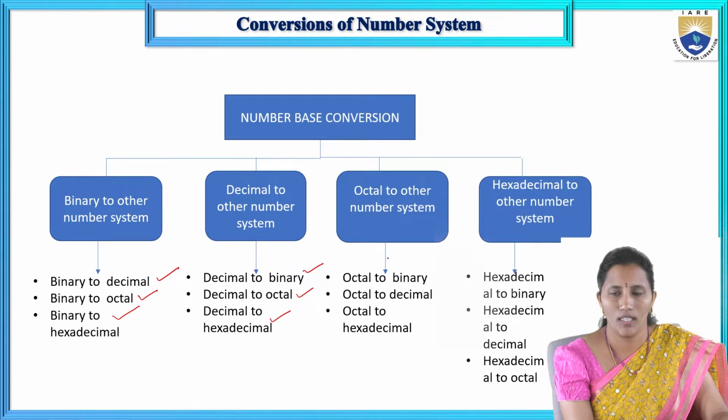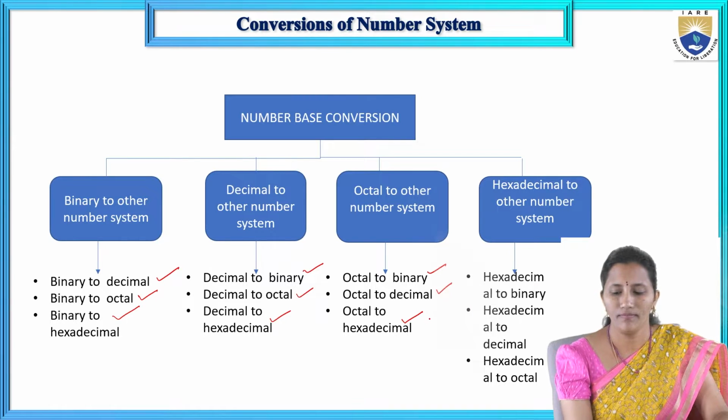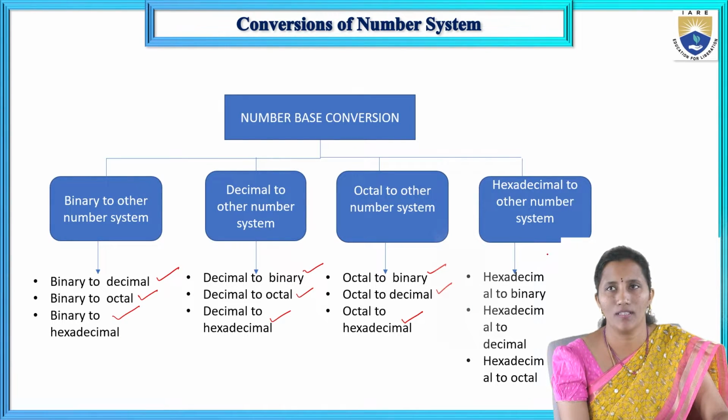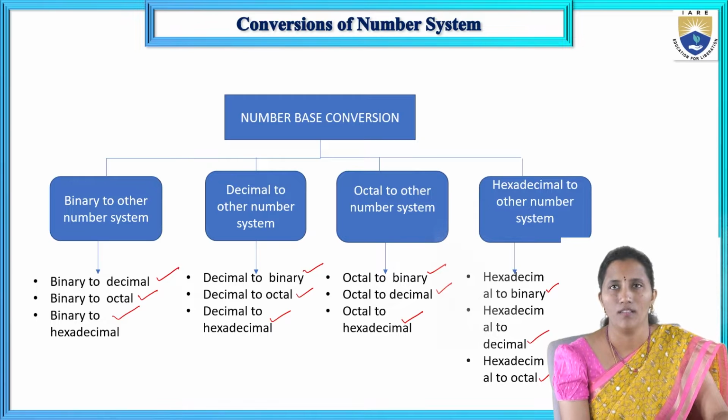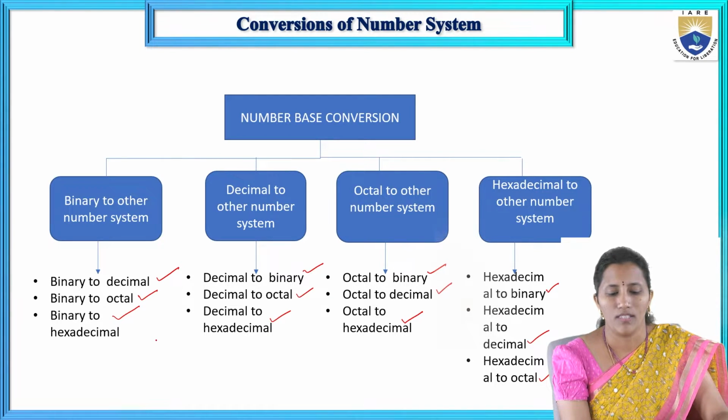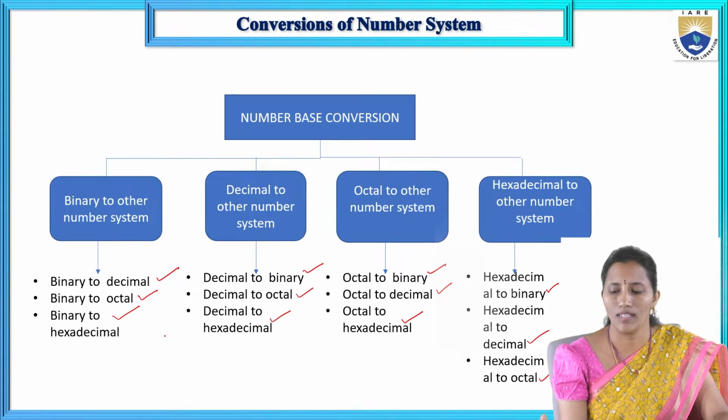Now octal to other number systems: octal to binary, octal to decimal, and octal to hexadecimal. Then hexadecimal to other number systems: hexadecimal to binary, hexadecimal to decimal, and hexadecimal to octal. We will see the procedure for converting one number system to another with some examples.